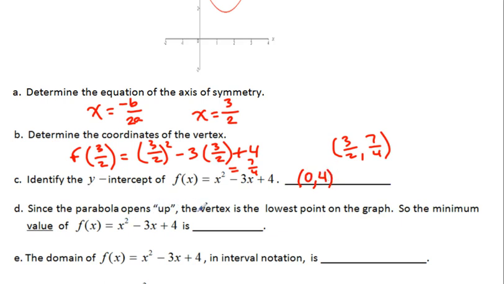Since the parabola opens up, the vertex is the lowest point. So the minimum is that vertex. So the minimum is the point 3/2, comma 7/4.